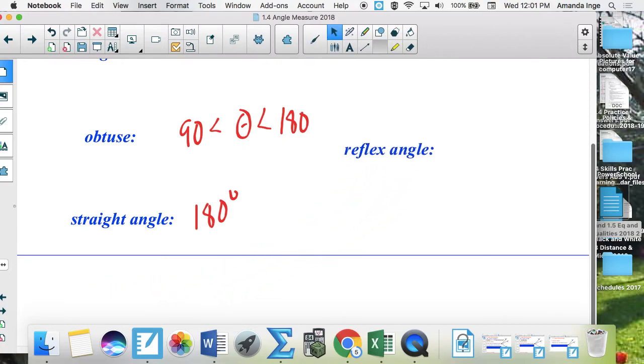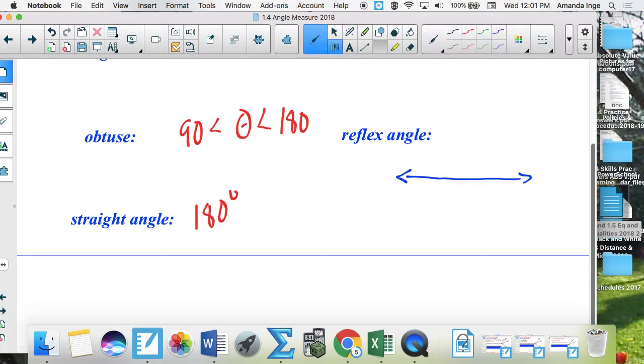I put this on here because occasionally it shows up on the ACT and you're like, what is that? A reflex angle. A reflex angle goes from 180 degrees to 360 degrees. So if you start right here and go all the way around here, you've gone more than 180 degrees. Is it less than 360? It's greater than 180, less than 360.